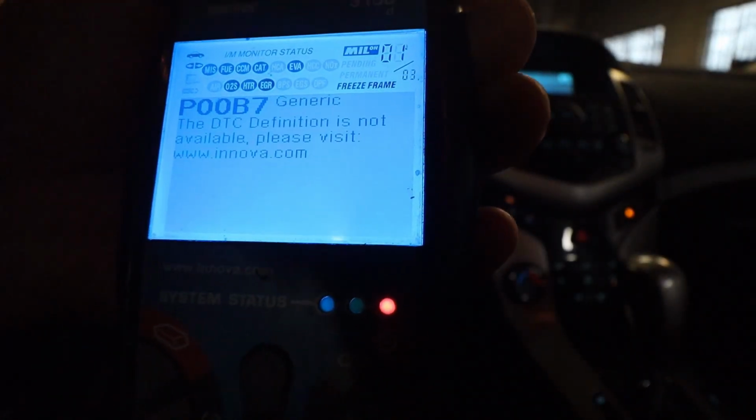Engine temperature. So check engine is on, and I connected the OBD2 scanner, so I just want to see what the code is, and it's P00B7. There's 3 of them. One of them was permanent.